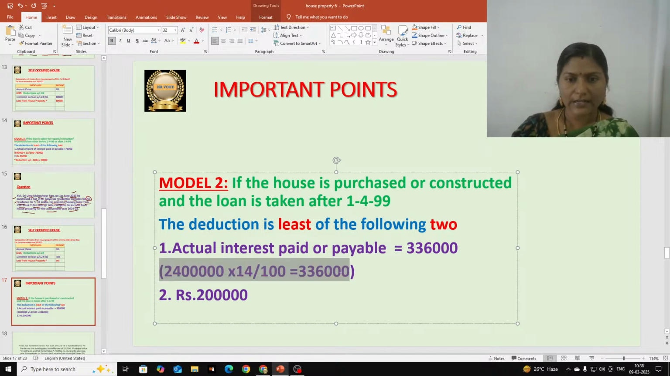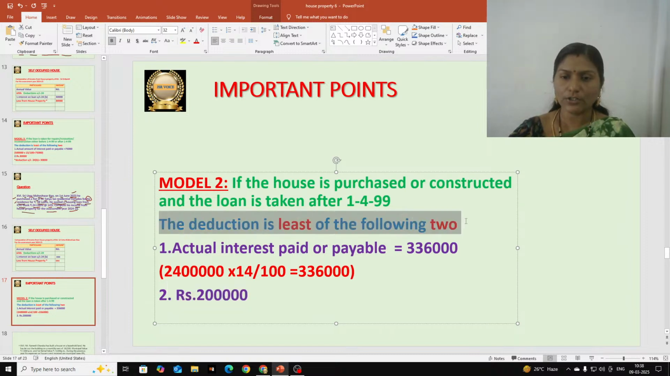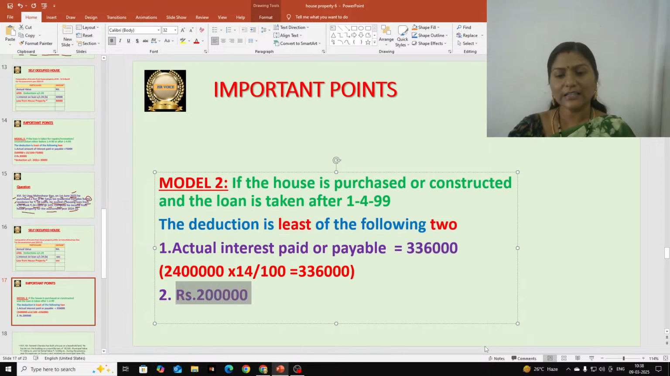And this is a calculation, no? I will just change the color of that. So here 3,36,000 and the second point is rupees 2 lakhs. Out of these two, which is the least one, that will be selected, because the deduction is the least of the following two. So which is the least one out of these two? 2 lakhs is the least one. So we are going to select 2 lakhs. And 2 lakhs is what?